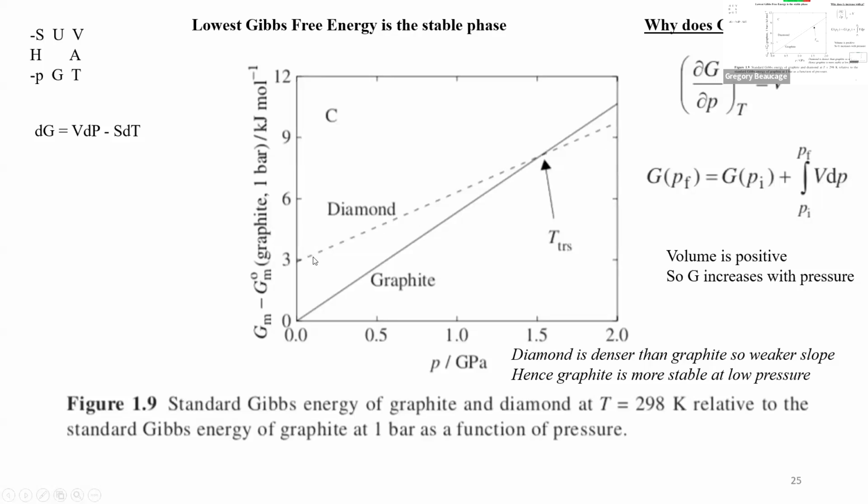Diamond is denser than graphite, so it has a lower slope than graphite. At the intercept point where the free energy difference between diamond and graphite is zero, that's the transition point. If you want to make diamond, which has the lower free energy, you have to pressurize to above about 1.6 gigapascal, 1,600 megapascal, or 16,000 atmospheres. It's a lot. You need a diamond press to make diamond out of graphite.